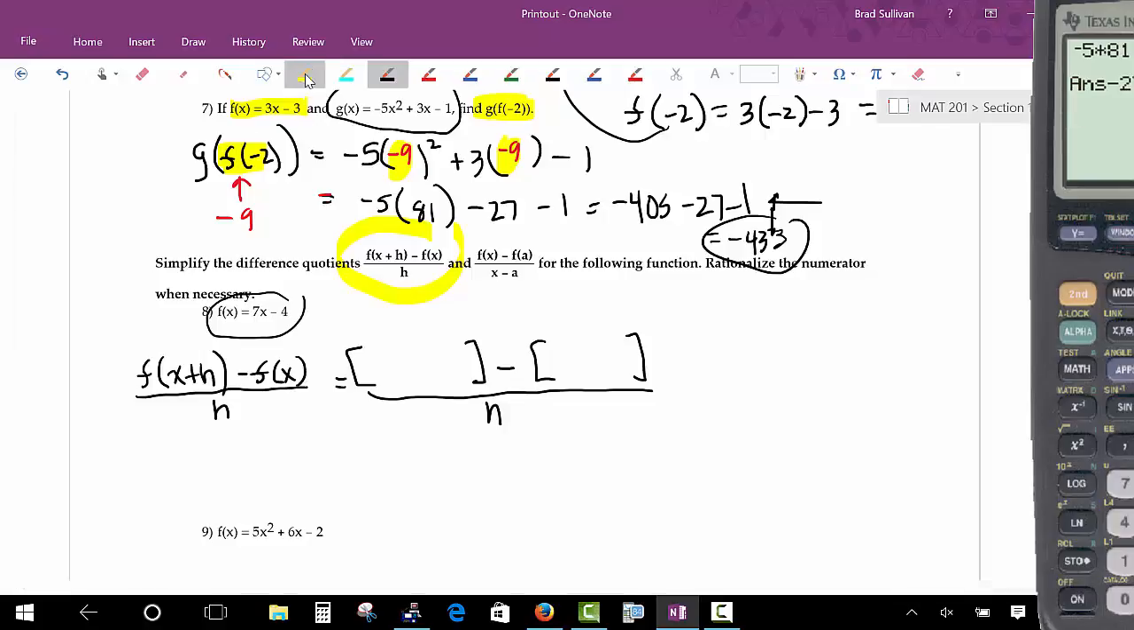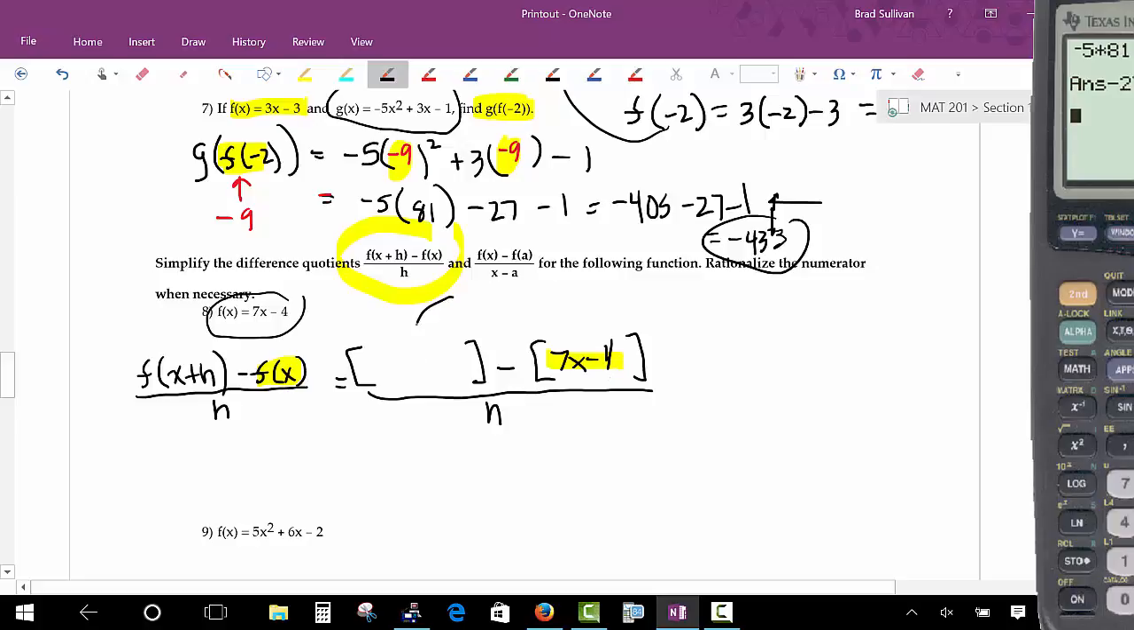And follow it very, very carefully. Okay, f of x is this. What is f of x? What did I give you? 7x minus 4. So that goes there. That's it. Okay, just do what the problem tells you to do.